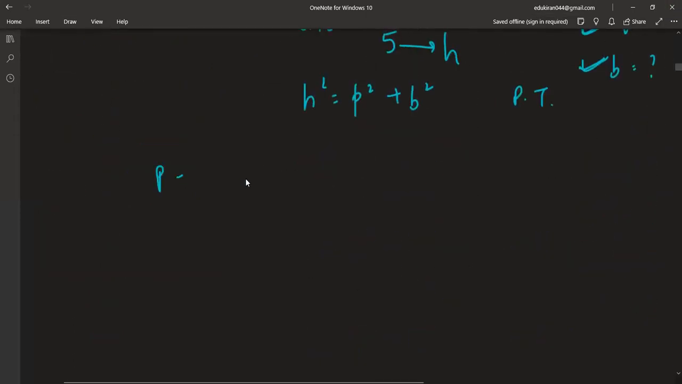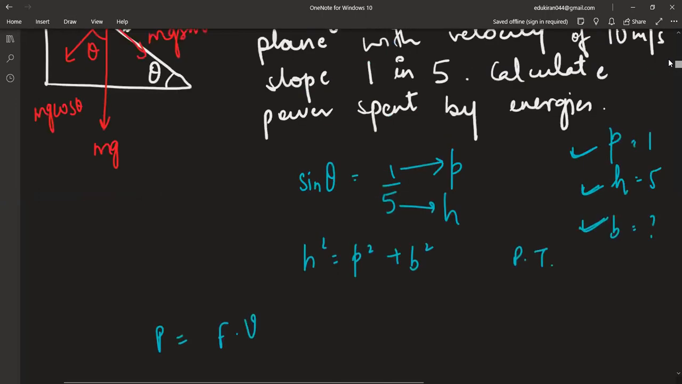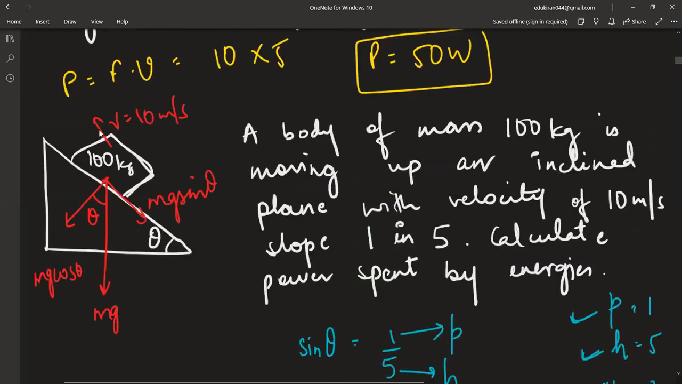Now we have to calculate power, which is equal to F dot V. What is the force equal to? Look here, if velocity is applied in this direction, some force must be acting behind, right? So this force is actually balancing your mg sine theta.